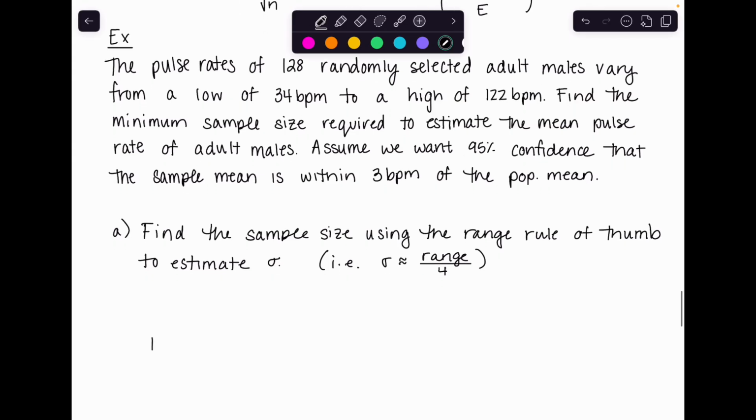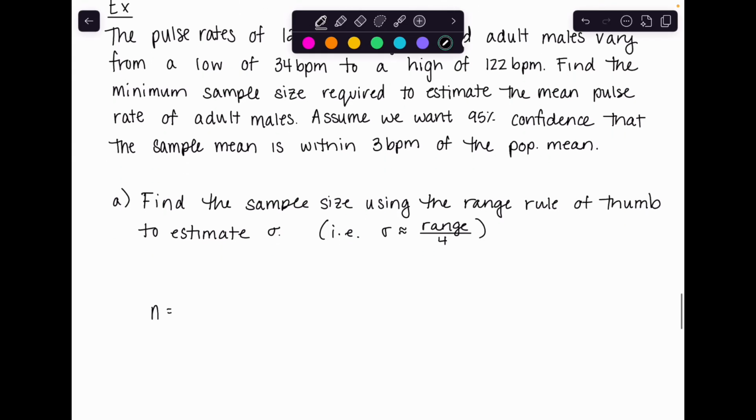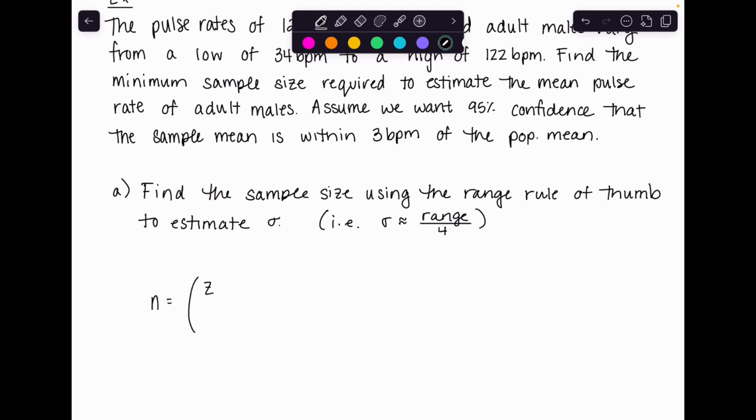So if you want the number in your sample, it's equal to that critical z value times sigma over e, and then all of that squared. To get a 95% confidence interval, this means our z critical value is going to be 1.96. So just going back to our table. Our value of e in this case is 3 beats per minute.